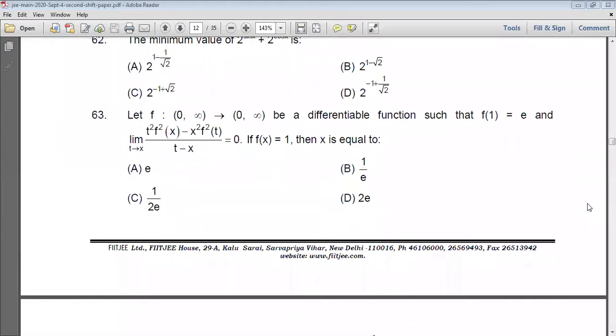The limit as t tends to x of t square into f square of x minus x square into f square of t, upon t minus x, is equal to 0. This limit value is given as 0 and f of x is given as 1. Then what is the value of x? f of x is given 1 and f of 1 is given e.